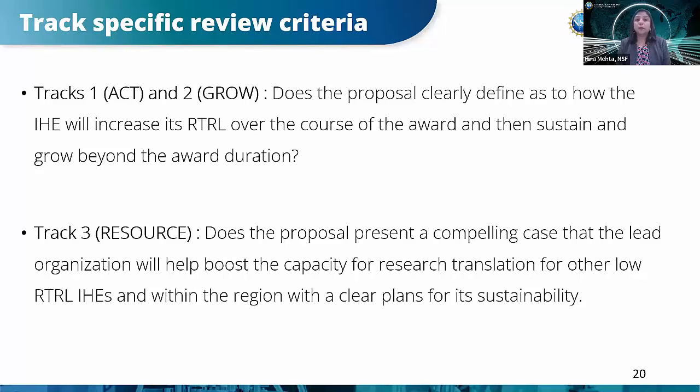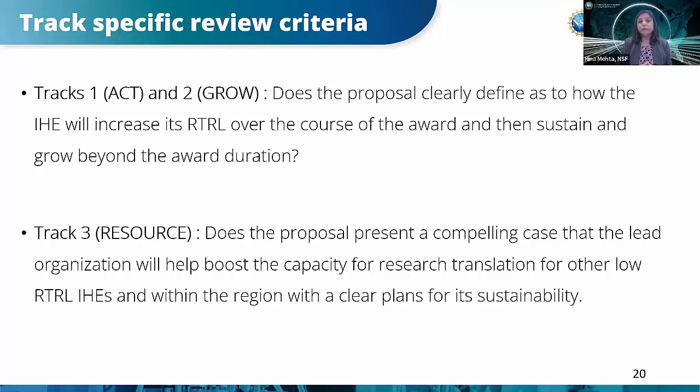Now, how each proposal will be evaluated. There are some track-specific criteria that we will be looking at. For track 1 and 2, track 1 is Act and track 2 is Grow. We want to see how you are defining, as an organization, how you would increase your RTRL over the course of the award. Because the goal of track 1 and 2 is to increase your research translational capability and build that capacity and infrastructure. And how are you going to do that beyond the award duration? Those are the very specific criteria we will be looking at.